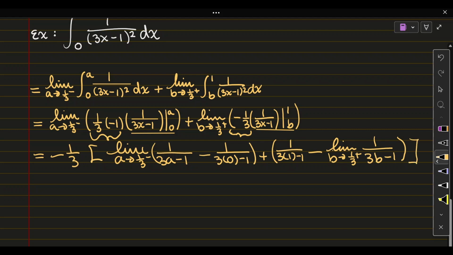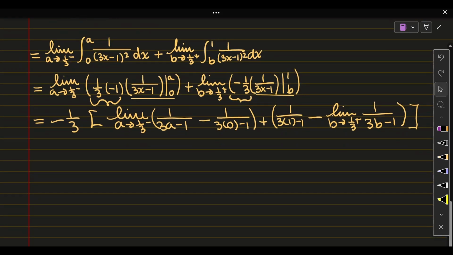Okay. And things are going to get a little bit tricky here. So this piece here is 1 over 3, negative 1 over 3 times 0 minus 1. That's negative 1 over negative 1, which will just give me positive 1. This other constant term here, 1 over 3 times 1 minus 1 is 1 over 3 minus 1, which gives me 1/2.